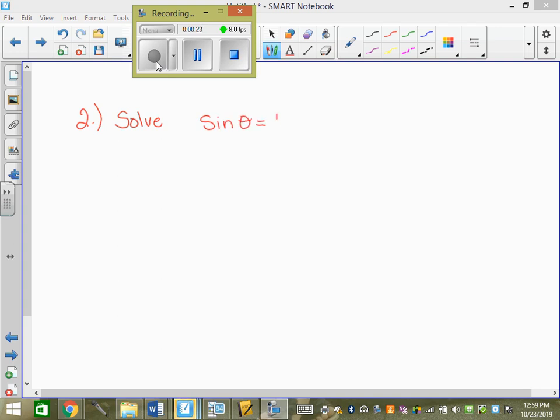Number 2, solve. Sine theta equals a half. Remember, we're doing easy ones first. 0 degrees is less than or equal to theta is less than or equal to 360. How else could this question be written? We just went over this. How else could it have been given to you? 2 sine theta equals 1. That's one way. They could have had the 2 up with it. Then we'd have to divide the 2 over, right?